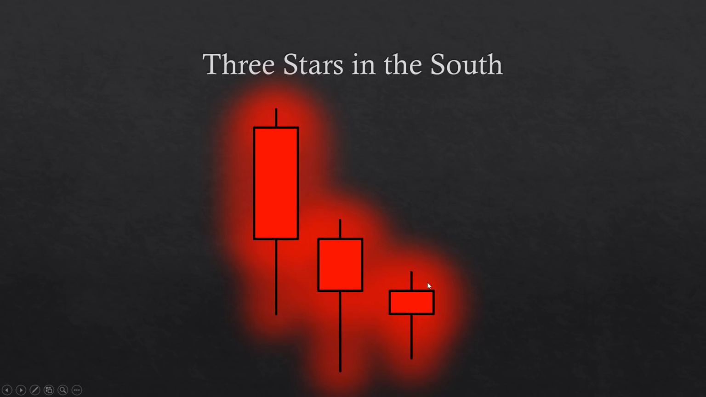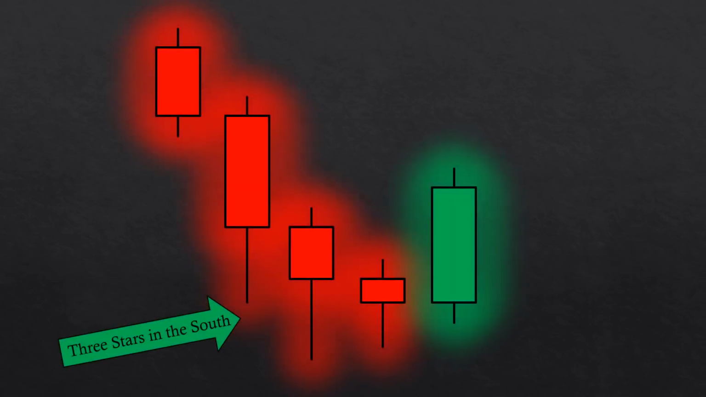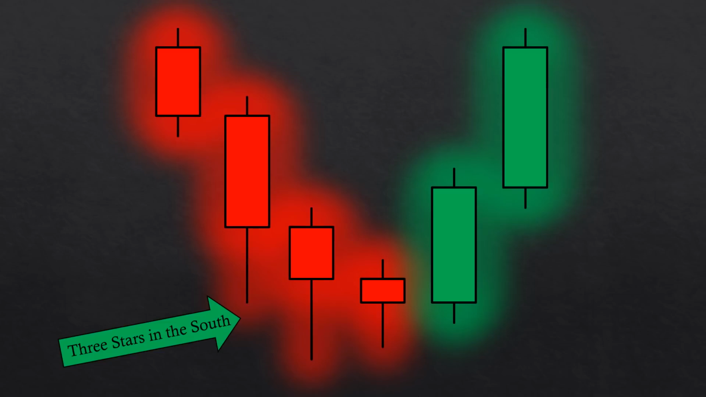Notice that sometimes the third candle in the pattern can be in a harami position, which is when the candle is fully contained in the range of the previous candle. This increases the strength of the three stars in the south pattern because the harami is also a reversal pattern. The three stars in the south pattern appears when price is going down in order to signal a reversal to the upside.